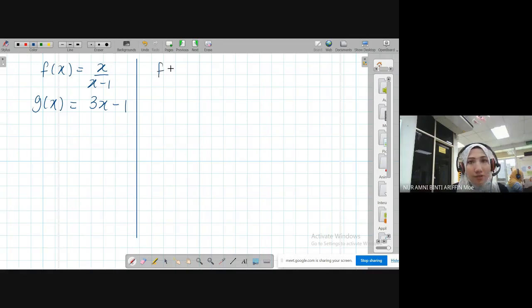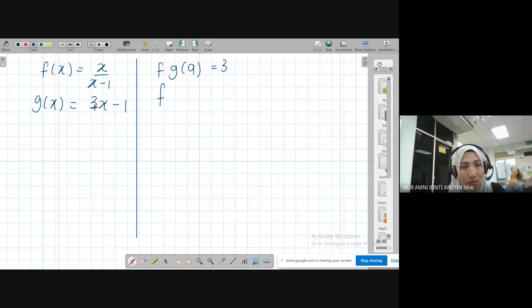So now, okay, soalannya adalah, the question is, they ask you to find F, G, A equal to 3. Before this, the question always use X. Dia selalu gunakan X, tapi yang ini dia gunakan A. Okay, tapi tak ada beza pun, you just substitute the value of A in the function of Gx, which is you akan dapat F, G, A.